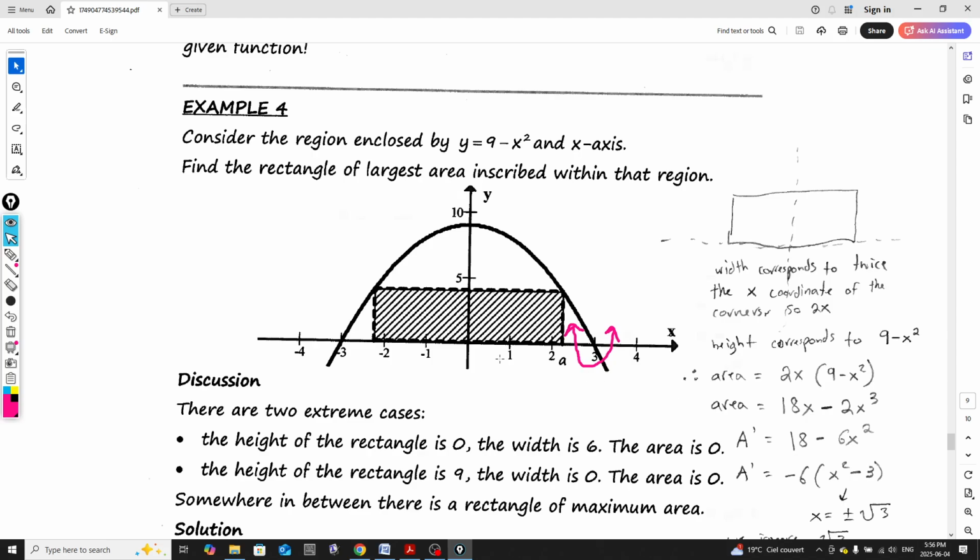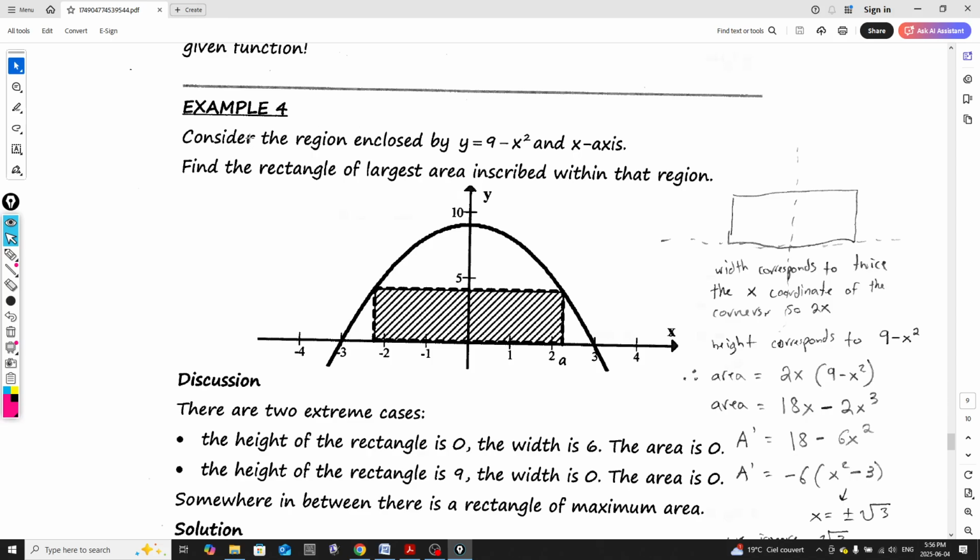All right, let's take a look at this example right here. Consider the region enclosed by this and the x-axis. This one is rather challenging, so I would say for sure, if you haven't stopped the video by now, stop the video. Try this question out and see if you can come up with an answer on your own, and then come back and watch the solution.